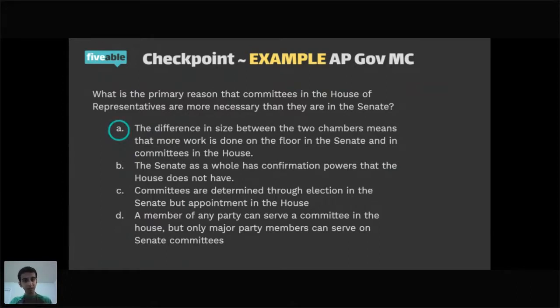Right. So the answer is A. The reason why it's A is because there are so many people in the House, it's necessary for it to be organized like that. Everything is organized into committees and it's super cut and dry, so it's easier and more manageable. In the Senate, there are fewer people, so the committee system is influential, but not as much as in the House. So the answer to this question is A. Good job.